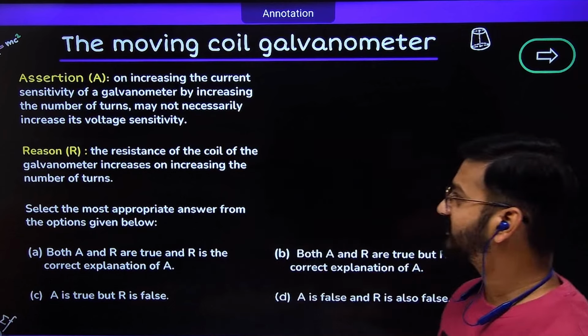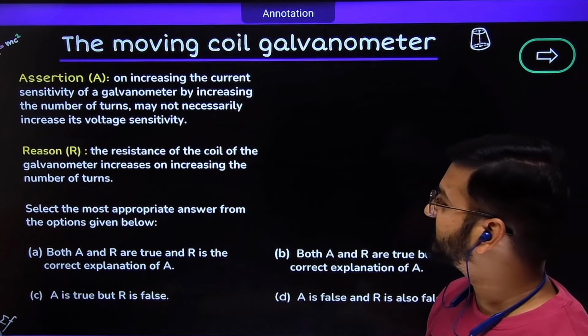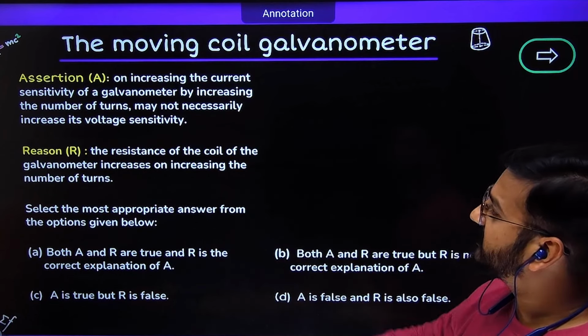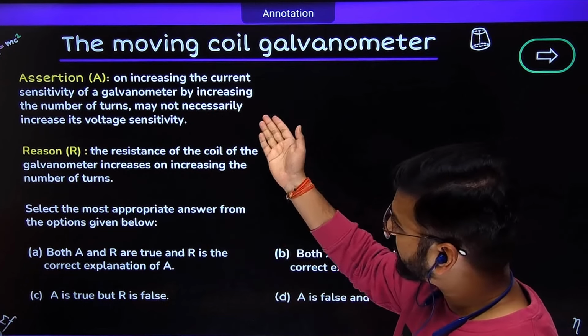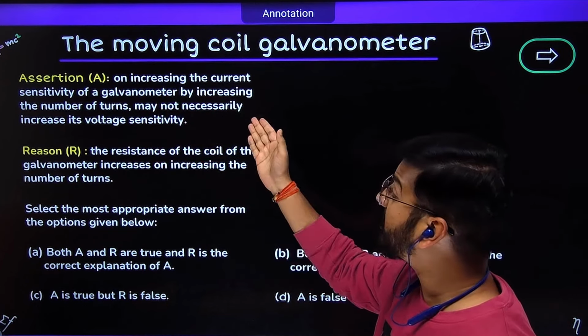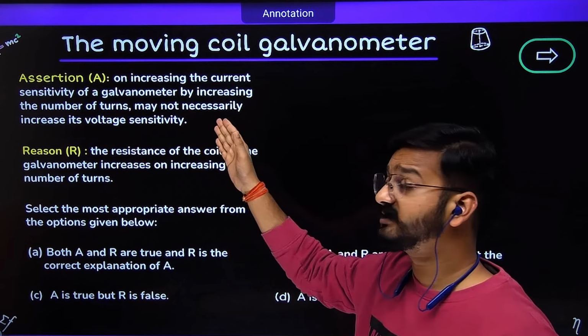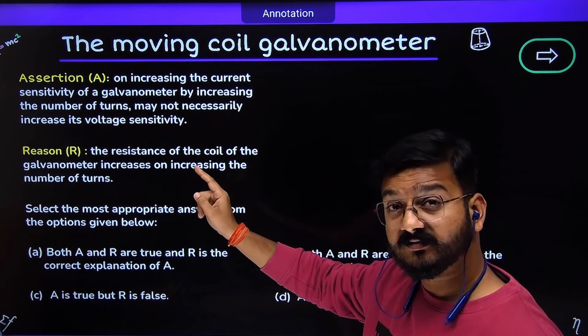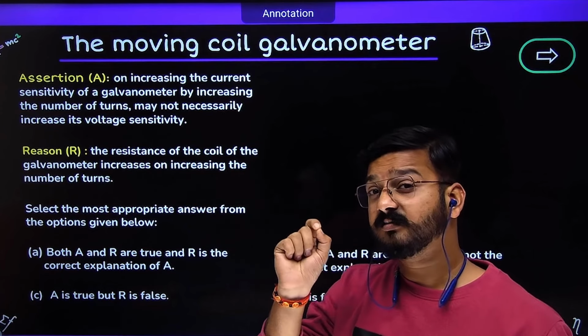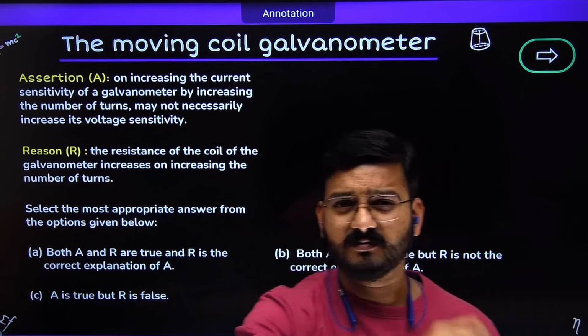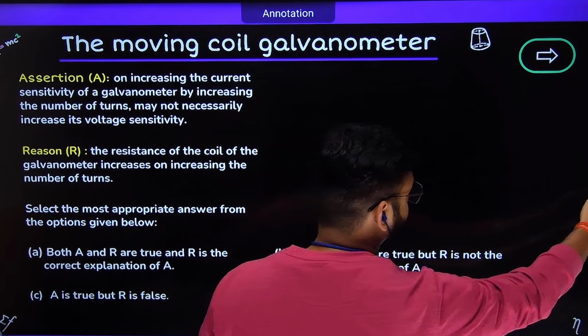Okay, students, let's discuss the next question. Next question is basically assertion reason. As you can see on the screen, the assertion says that on increasing the current sensitivity of a galvanometer by increasing the number of turns may not necessarily increase its voltage sensitivity. What is the reason given? The resistance of the coil of the galvanometer increases when you increase the number of turns. Let's understand this in a very simple way.